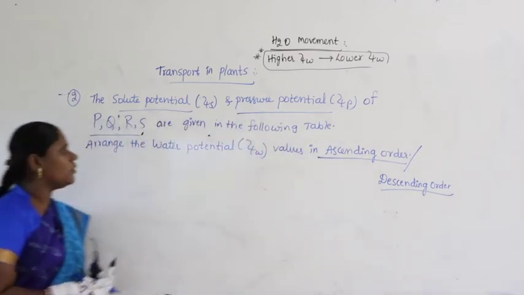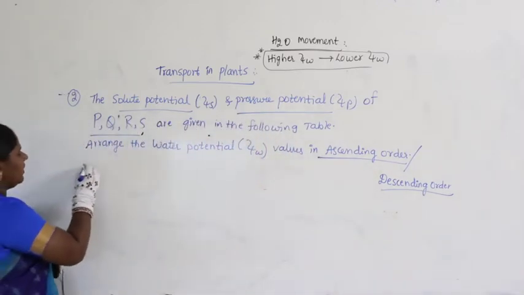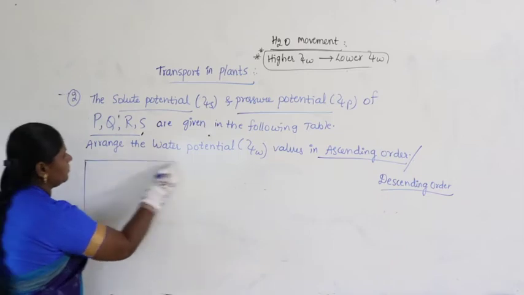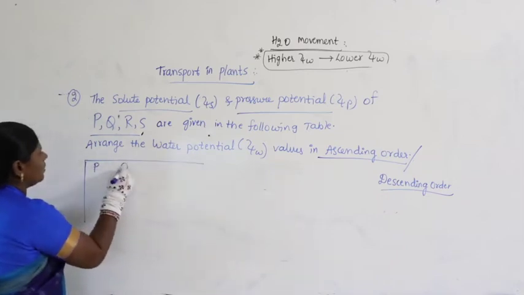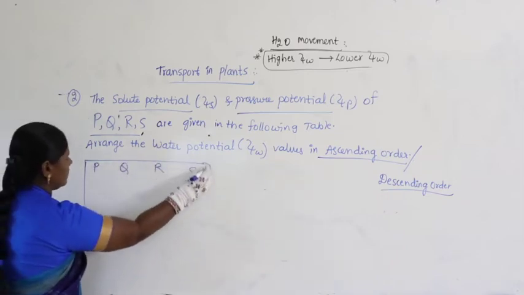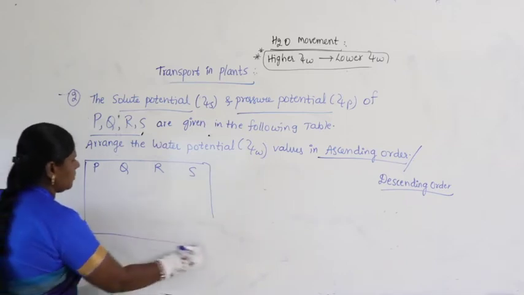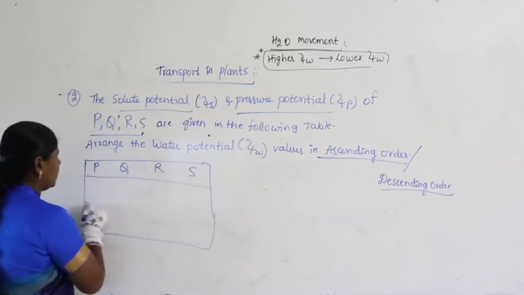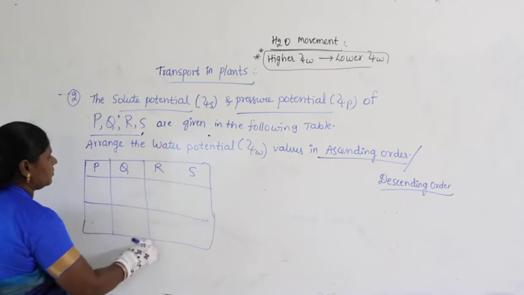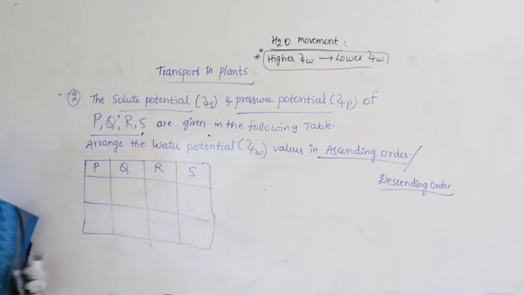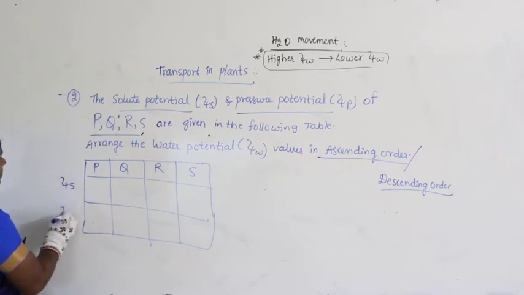Right. Then what can we do at this time? Maybe the given table is like this: P, Q, R, S. So the table is given like this, right. Now, in this the solute potential values and pressure potential values are given.